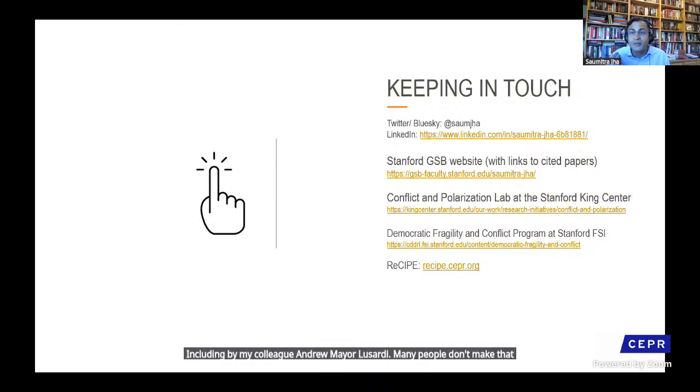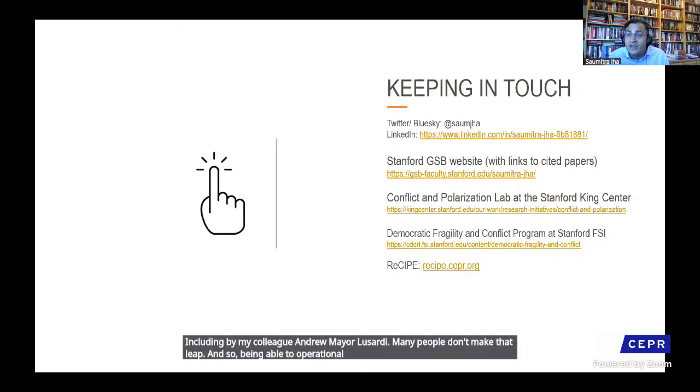And so being able to operationalize how to manage geopolitical risk in the financial markets, and even by understanding investment, this is really important for people.